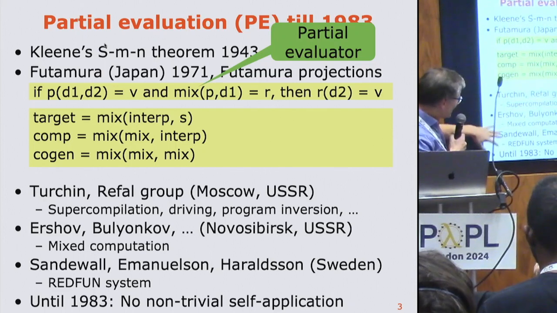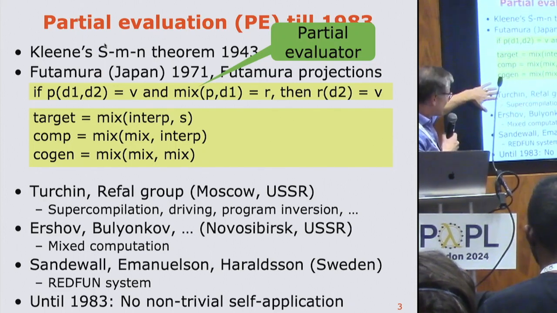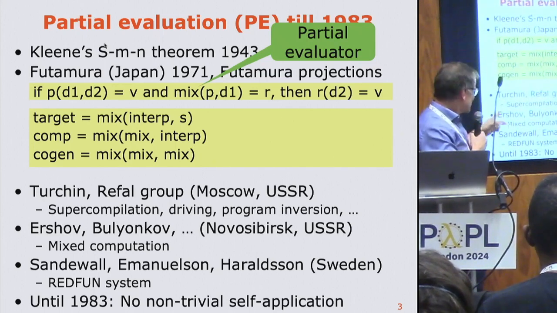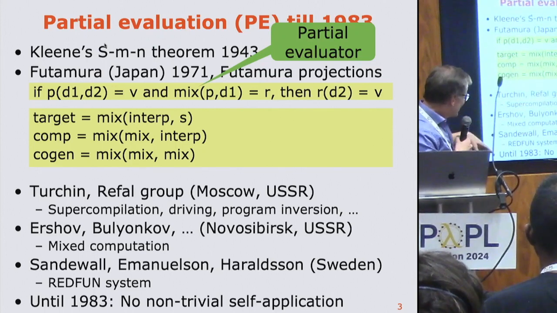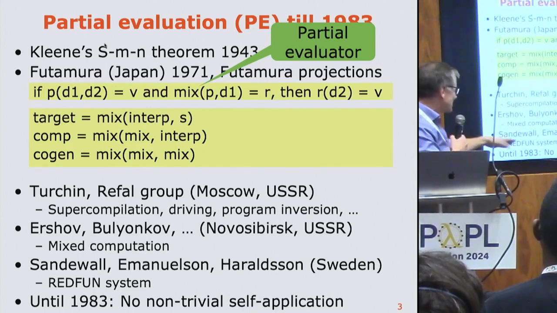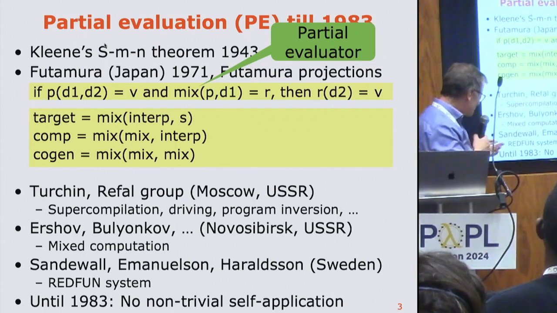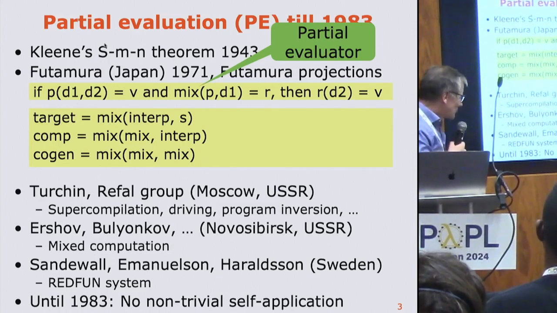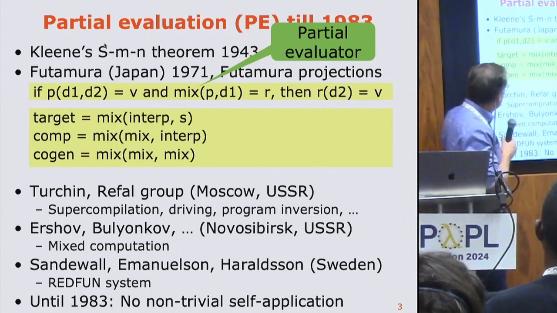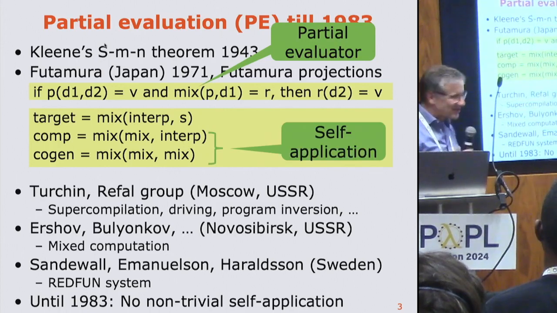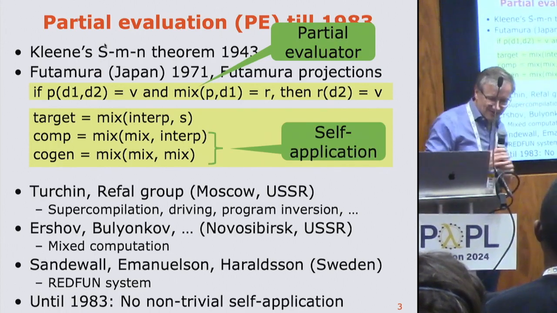And early work in the 70s on this was mostly in the Soviet Union, in Moscow and Novosibirsk. Turchin and people in Moscow, Ershov and others in Novosibirsk, and people in Linköping, not so far from Copenhagen, worked on partial evaluation. But until 83, nobody had made a non-trivial realization of the self-application that's involved in the second and third Futamura projection.